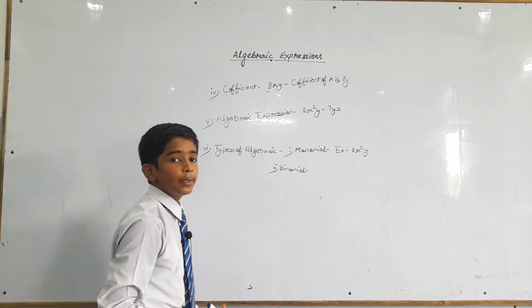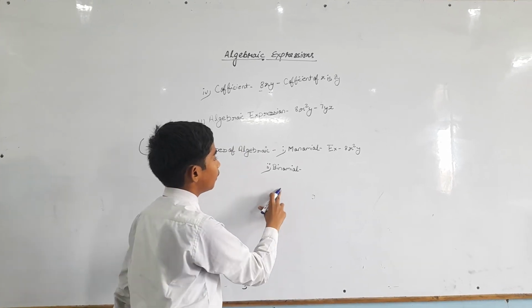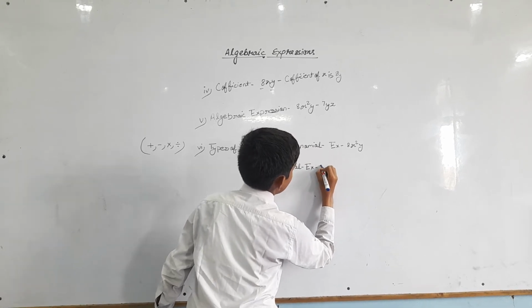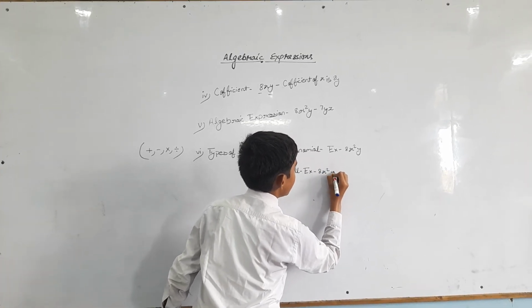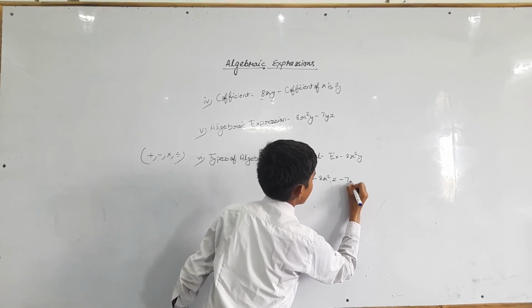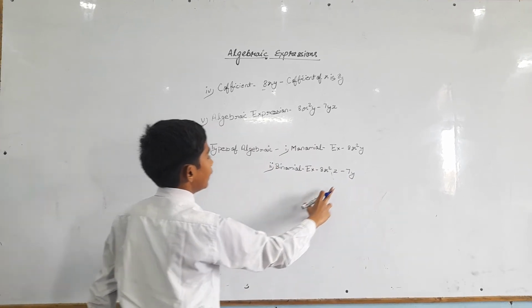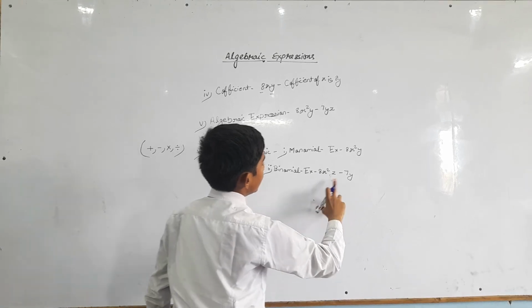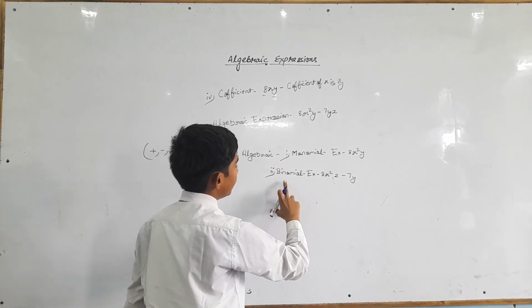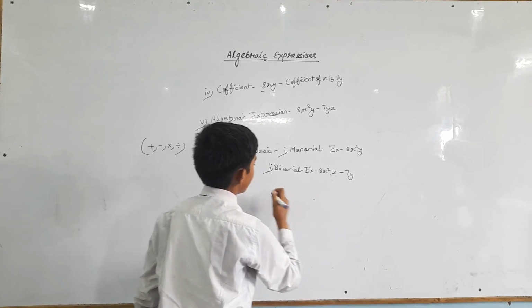Then the second type of algebraic expression, binomial. When an algebraic expression has two terms, it is called a binomial. Example: 8x square y square z minus 7y. Here we see the fundamental sign minus. It separates this term and this term. So we can say that it is an example of a binomial.